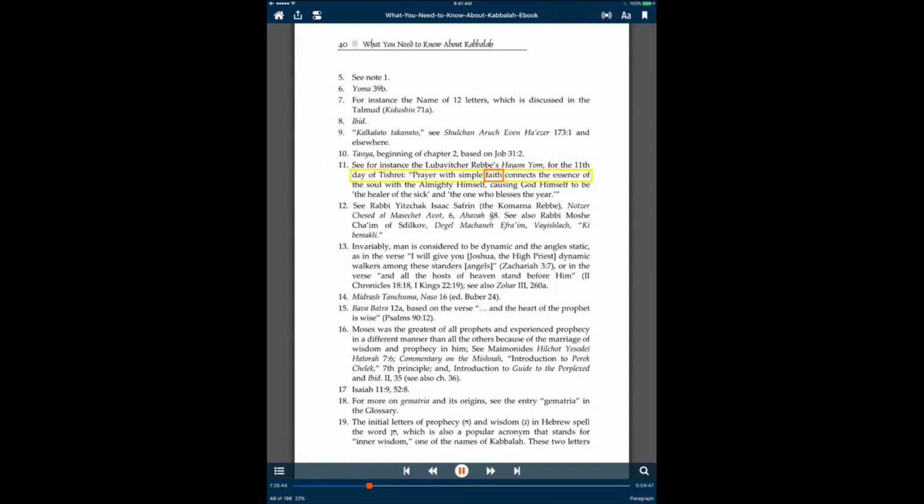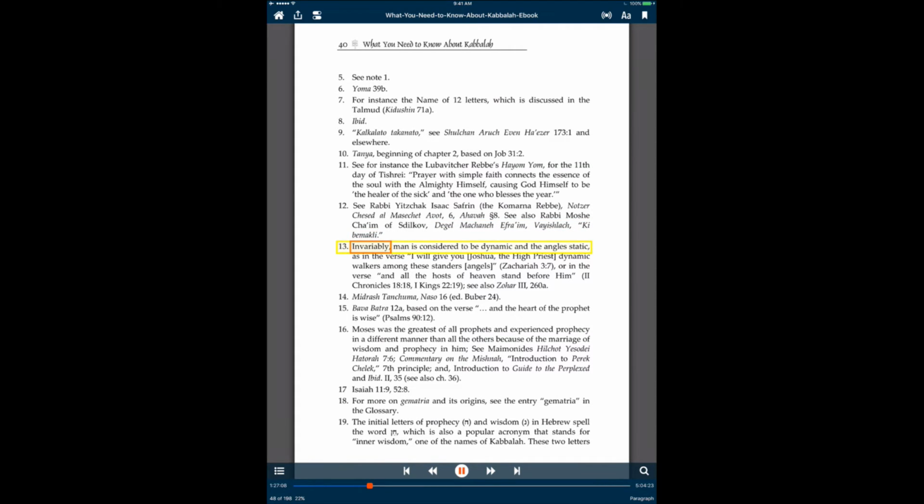Prayer with simple faith connects the essence of the soul with the Almighty Himself, causing God Himself to be the healer of the sick and the one who blesses the year. 12. See Rabbi Yitzchak Isaac Safrin, the Komarna Rebbe, Netiv Mitzvotecha, Maseket Avot 6, Ahavas section 8. See also Rabbi Moshe Chaim Ephraim of Sudilkov, Degel Machaneh Ephraim, Vayishlach.